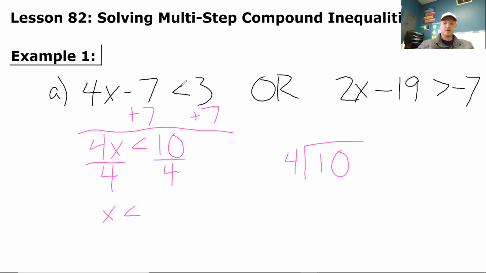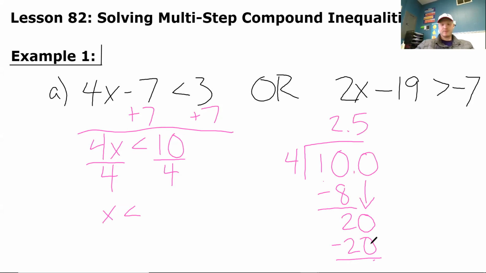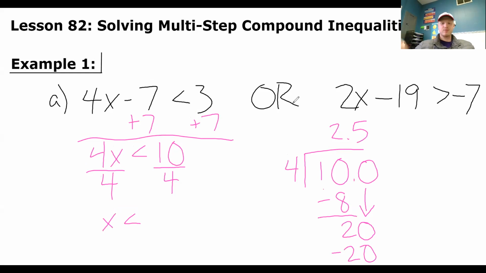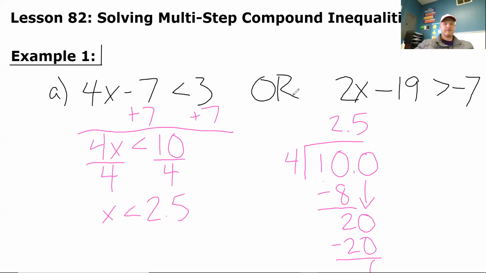So 4 goes into 1, 0 times. 4 goes into 10, 2 times. So 4 times 2 is 8. We're left with 2 here. Add our decimal. Bring down our 0. So 4 goes into 20 how many times? 5 times. We're left with a remainder of 0. Okay, so 2.5. So x is less than 2.5.